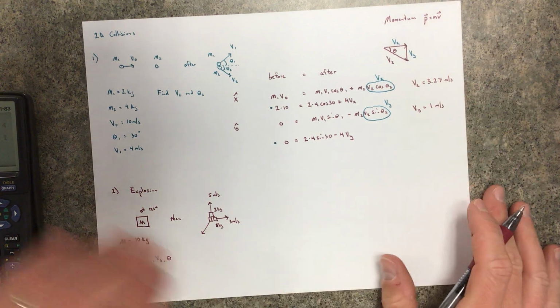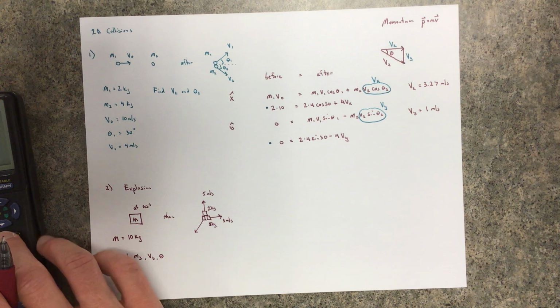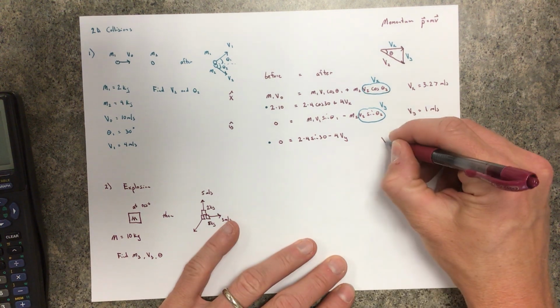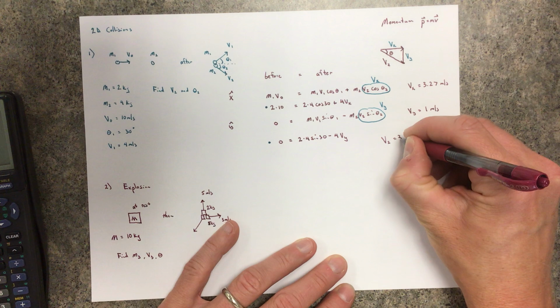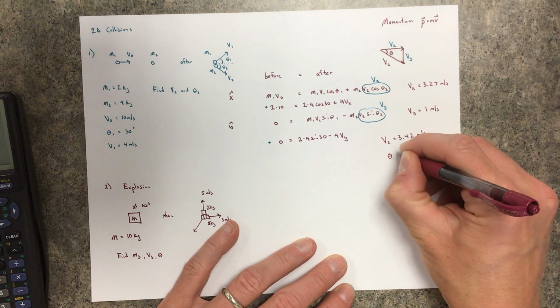So instead of solving for V2 and theta 2, I actually just solved for Vx and Vy. And then from there, I can do the Pythagorean theorem and do 1 squared plus 3.27 squared. I'm going to take a square root and get V2 is equal to 3.42 meters per second. And I can find the angle.